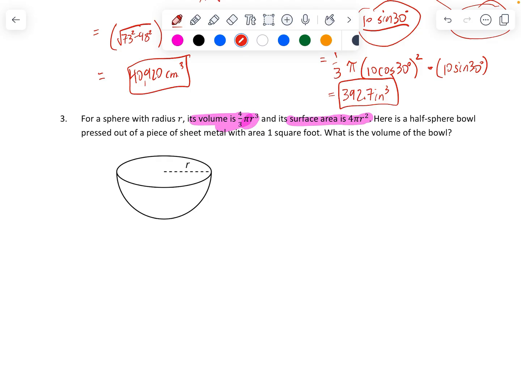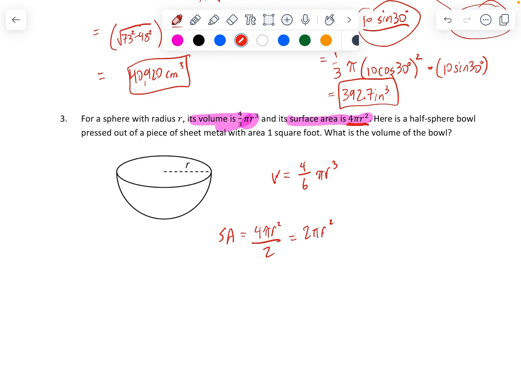So the volume of a sphere is 4 over 3 pi r cubed. But this one, because it's half of it, we know that it's going to be 4 over 3 pi r cubed divided by 2. So it's 4 over 6 pi r cubed. Okay, that's the volume of this bowl. The area, okay, so the surface area of a sphere is 4 pi r squared. The surface area of this bowl is going to be 4 pi r squared divided by 2. So it's 2 pi r squared.